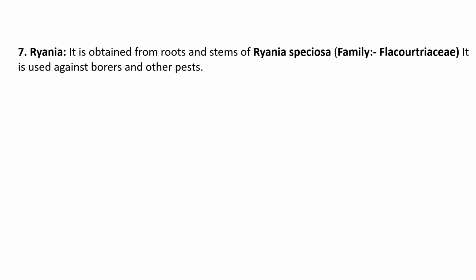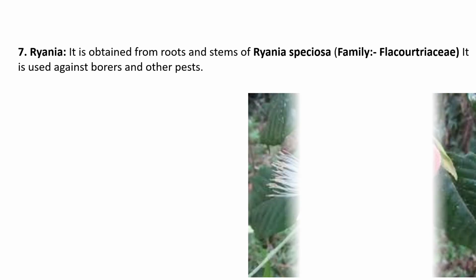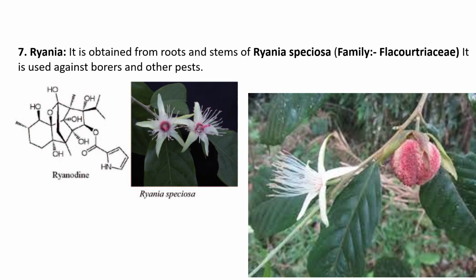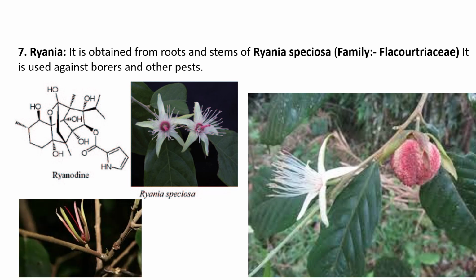Ryania. It is obtained from the roots and the stems of Ryania speciosa, family Flacourtiaceae. It is used against borers and other pests. It's a very beautiful flower and fruit. Ryanodine is the constituent present in this plant, especially the roots and the stems which you are using. Ryania speciosa. The stems can be taken for use as a pesticide.